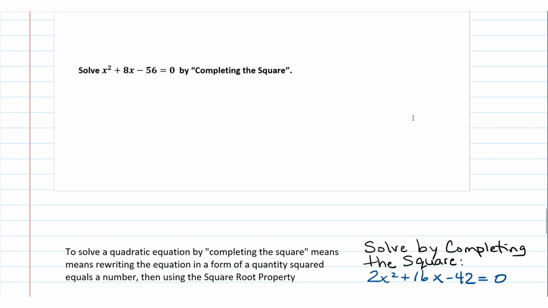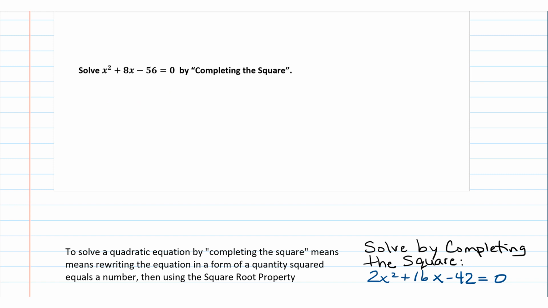So here's an example. Solve x squared plus 8x minus 56 equals 0 by completing the square. This first time through, I'm not going to list any steps. I'm just going to demonstrate how this procedure works. The idea is that we want to get this in the form of something squared, like x plus a number squared, equal to some other number. That's our goal. Then we can use the square root property.